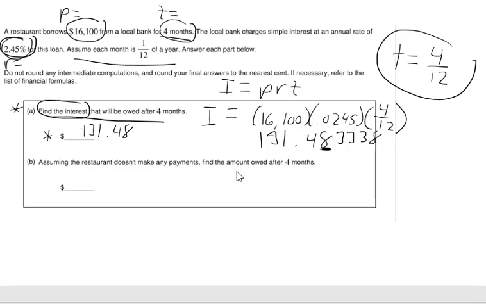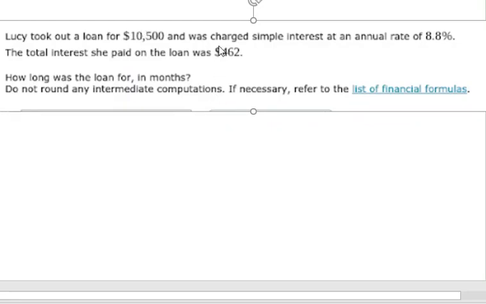Assuming the restaurant doesn't make any payments, find the amount owed after 4 months. So that's where you take the 16,100, you add it to the 131.48, and that gives you the total amount owed after 4 months, which is $16,231.48.